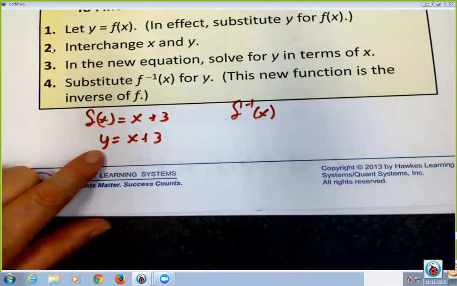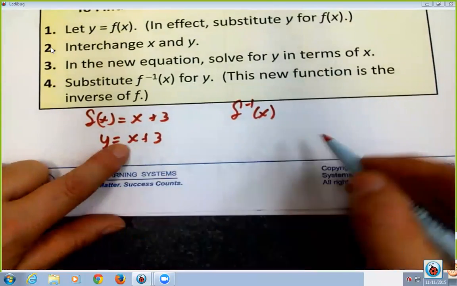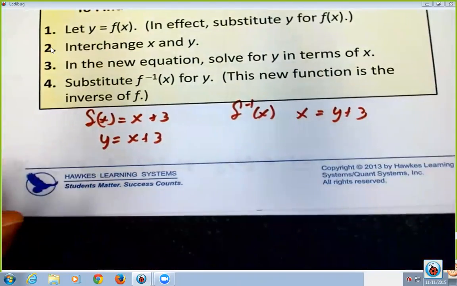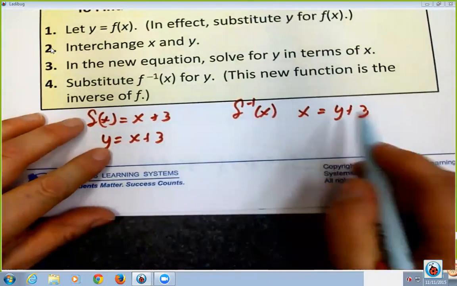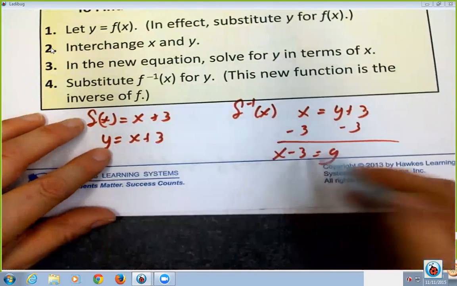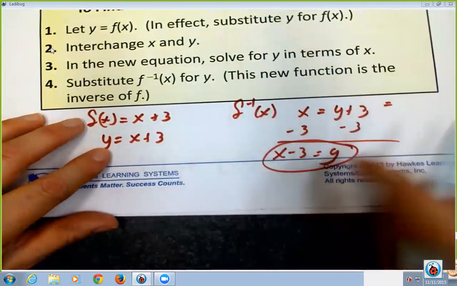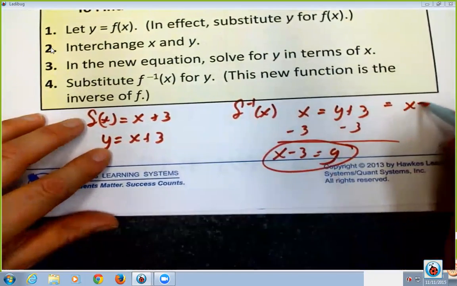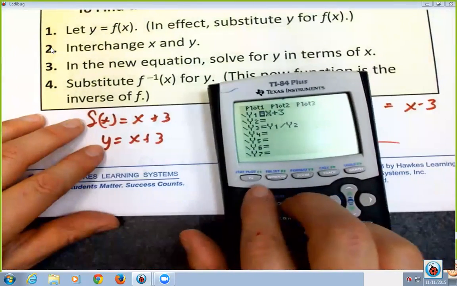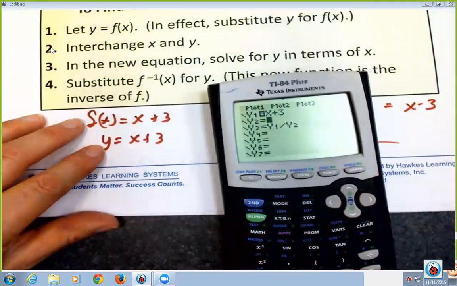All I did was turn it into an equation I can use on my calculator. Replace x with y. Replace y with x. So all I did was switch these two around and solve for y, and I have my inverse function. So my inverse function is x minus 3. If I stick it in my calculator, go down to my y2 and put x minus 3.